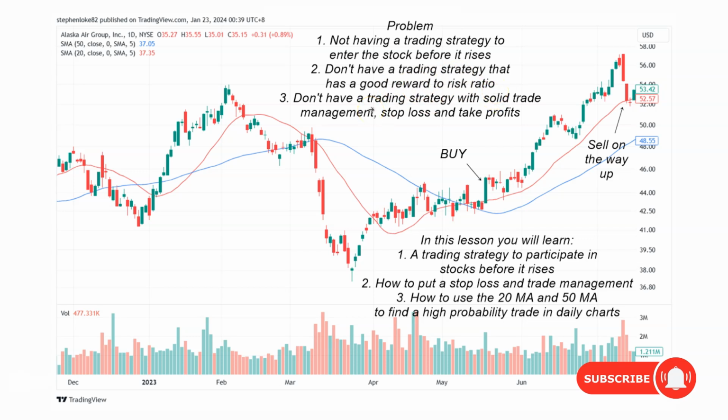Now, the third problem that many traders face is that they don't have a trading strategy with solid trade management, stop loss, and also take profits. So a lot of traders, especially beginners, enter and then they get lost, and then they try this trading strategy for 5, 6 times and it doesn't make money, and then they move on to the next strategy, like one strategy after another, and the problems compound. So these are the 3 major problems that a lot of traders face.